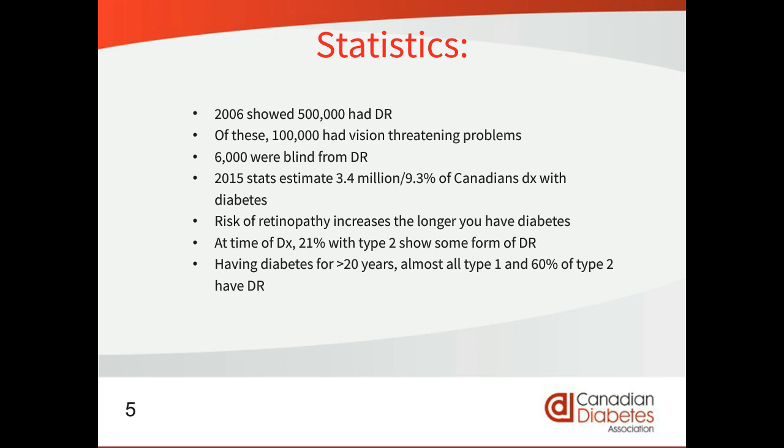So the statistics, I had a hard time finding Canadian statistics, but the last one goes back 10 years, so obviously things would have increased, unfortunately, by now. In 2006, 500,000 Canadians had diabetic retinopathy, which is just a fancy word for saying that the eye was showing damage specifically from diabetes. So 1 in 5 of those folks actually had vision-threatening problems, and of those, 6,000 actually went blind from diabetic damage. And I'm going to tell you that that's 6,000 cases that went blind for totally innocent reasons.